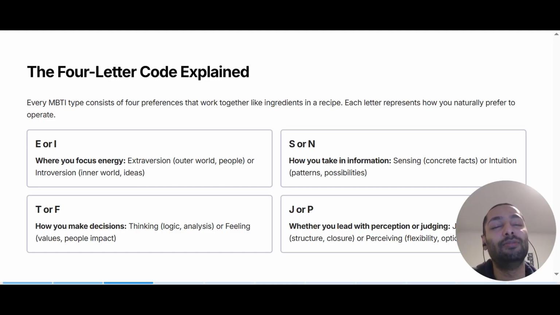A lot of people kind of misunderstand and they think the letters actually represent your personality type, when really it's more the cognitive functions and the naming conventions.